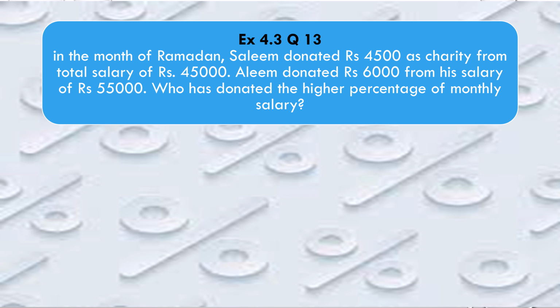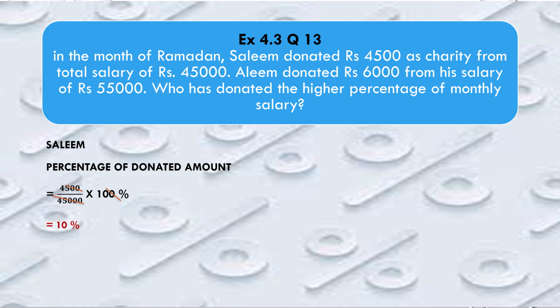As is clear from the question, we have to calculate the percentage of both Salim's and Alim's charity. So, using the formula, the percentage of donated amount is equal to donated amount divided by total salary into 100%. The donated amount of Salim is 4,500 out of 45,000, multiplied by 100%. Cutting the zeros, or cutting the numerator and denominator, we get 10%. It means Salim has donated 10% of his salary as charity.